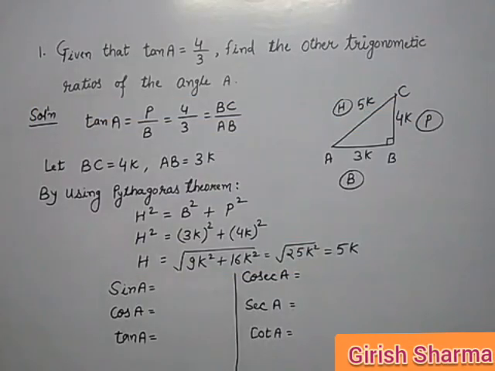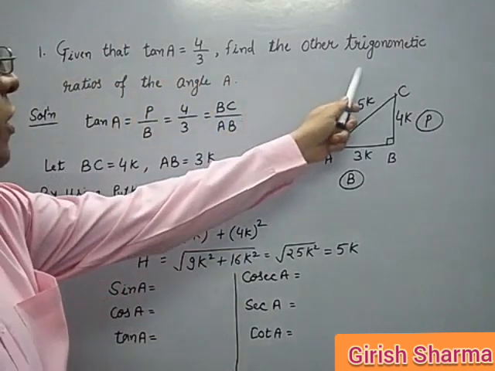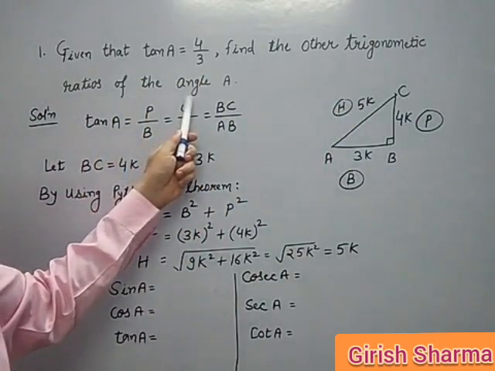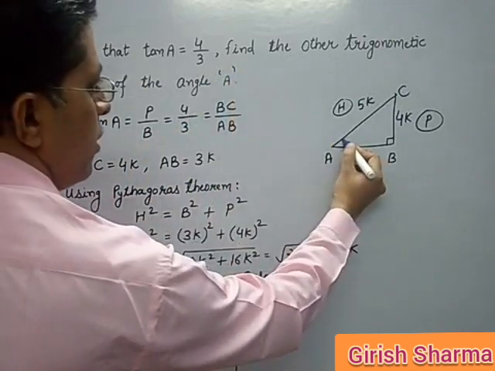Come on, the next question here. Given that tan A is equal to 4 upon 3, find the other trigonometric ratios of angle A. We have given angle A, meaning this angle is given to you.